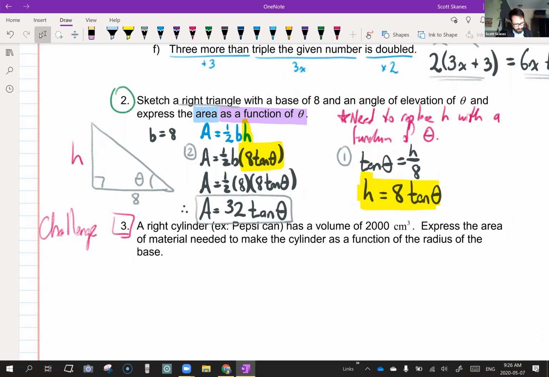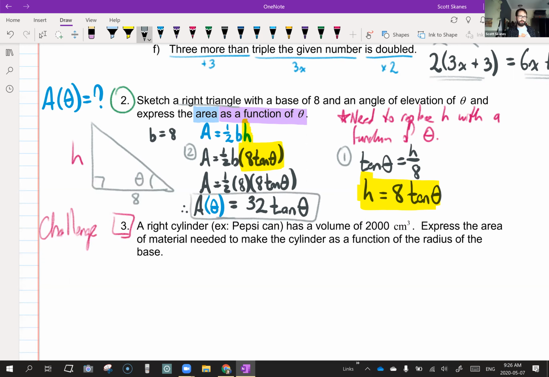So let me make this crystal clear here. I needed area as a function of theta. Our final answer, I should have written this. Let me move it over. Sorry for those of you that can't move this as easily as I can, but I should have made it crystal clear. A is now only a function of theta. How do I know that? It's because the only variable that's in this expression now is theta. I've deleted the base, I've deleted the height. All I have left is theta.